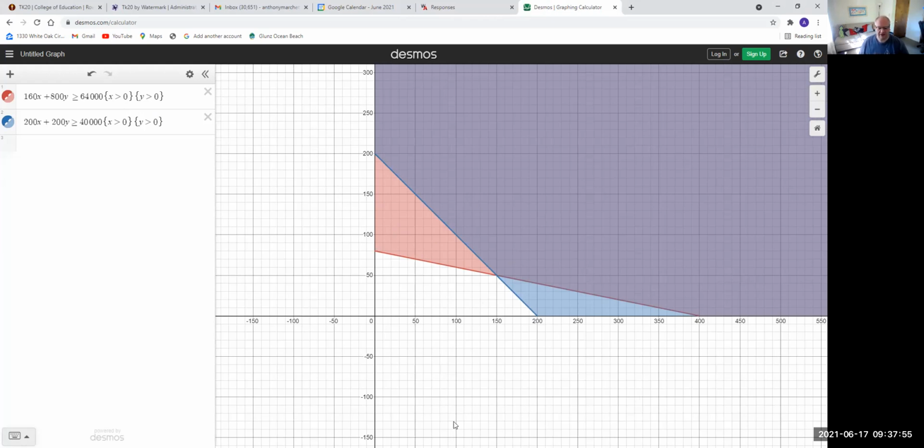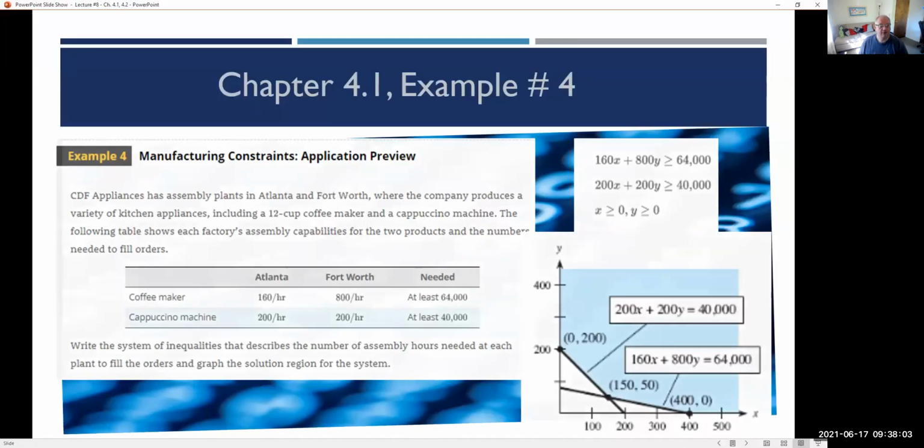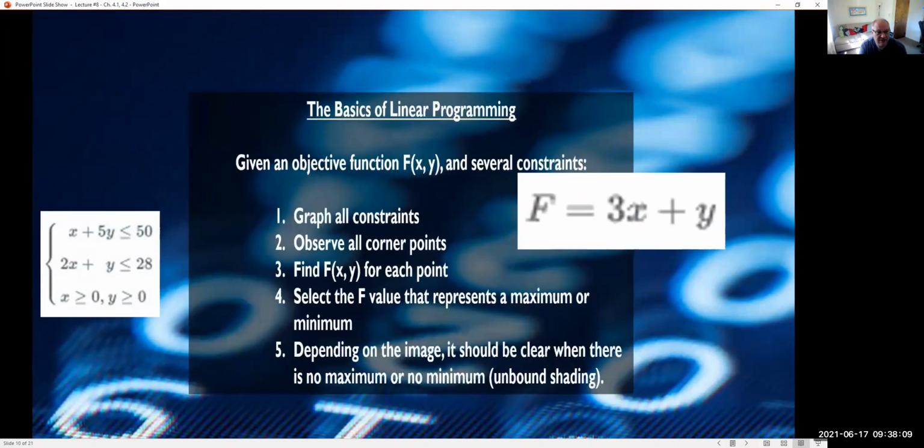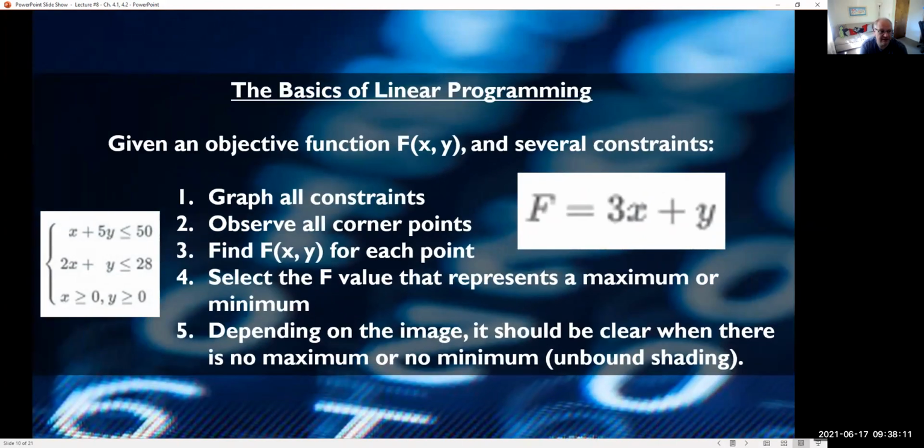All right, let's go back to our PowerPoint and let's now think about chapter 4.2. In 4.2, it's going to be the same thing you just did, except there's going to be a little bit of an extra thing to do when you're done with that. So first you'll get a system of inequalities like you see on the left. You'll go through the work we just did and you'll make a nice graph out of it. Then after you have that graph, you'll have what's called an objective function. I'm going to read this out loud and then we'll discuss all the ideas here.